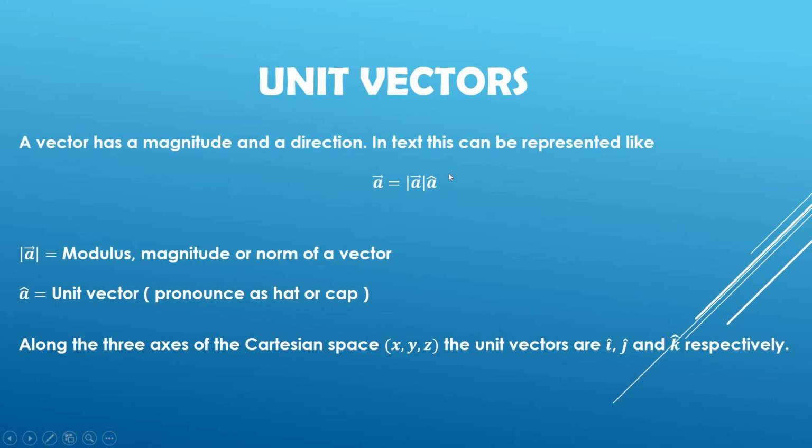This only gives a sense of direction, in the direction the vector is pointing. Now we know from coordinate geometry that we have three fundamental directions, that is x, y and z. The directions along x, y and z are represented by i cap, j cap and k cap respectively. i cap is for x, j cap is for y and k cap is for z.